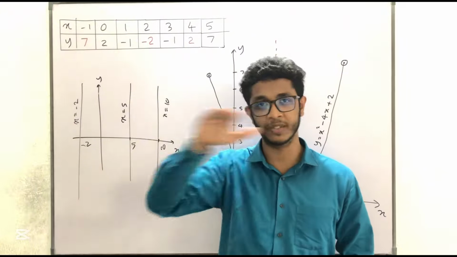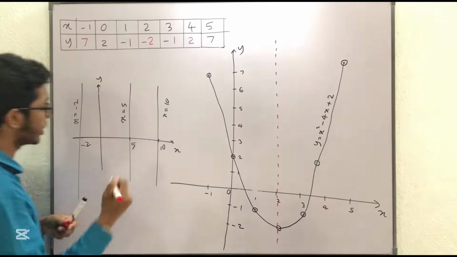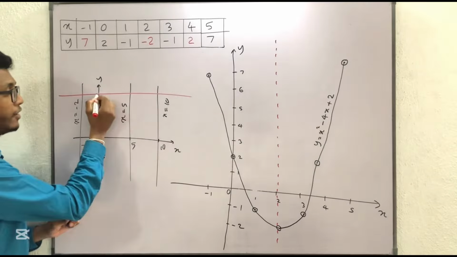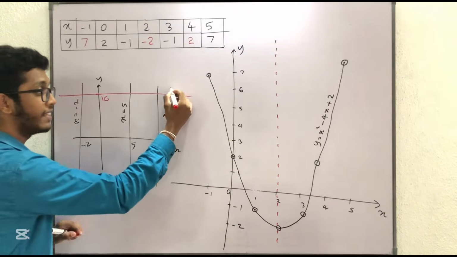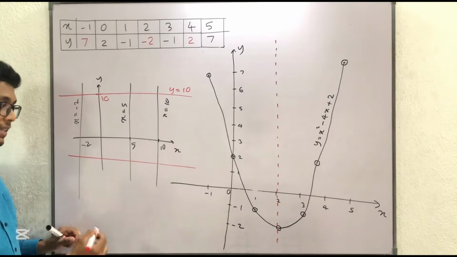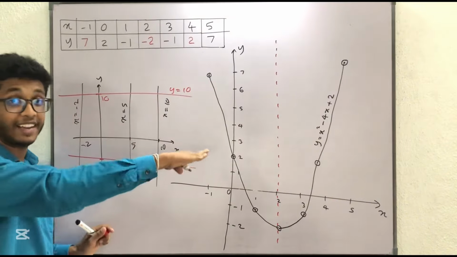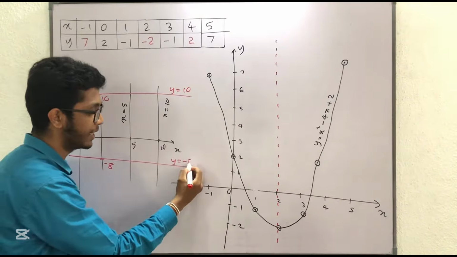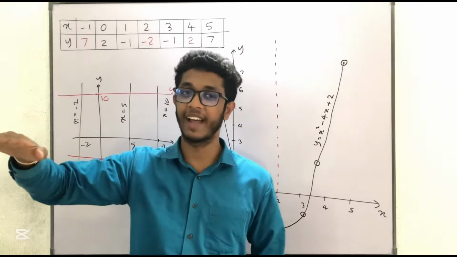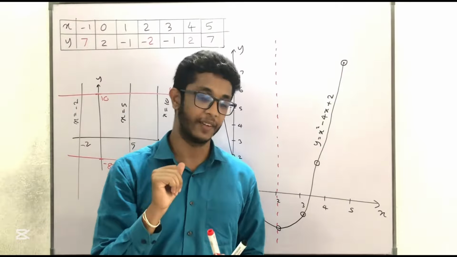Then tell me, what are horizontal lines? Horizontal lines are y equals lines. If I draw a line like this, and it goes through the point 10, then that line is called y equals 10. If I draw a line like this, and it goes through the point minus 8, then that line is called y equals minus 8. All the horizontal lines are called y equals lines, and all the vertical lines are called x equals lines.